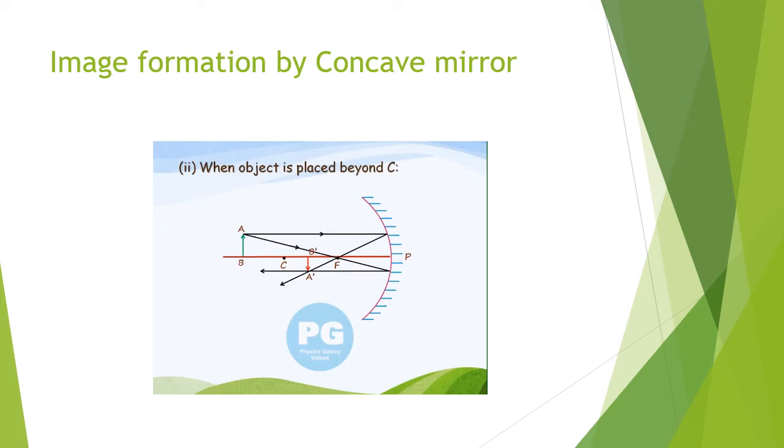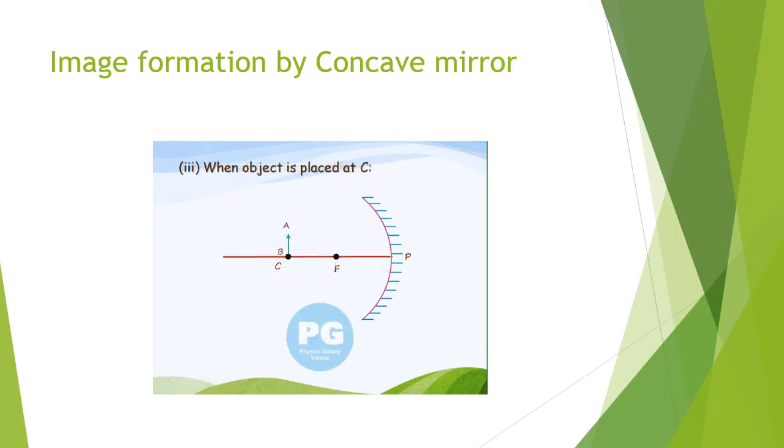So, here's what we can say about the image. The image is formed between focus and center of curvature of the mirror. The image is real and inverted. And it is smaller than the object, so we say the image is diminished.